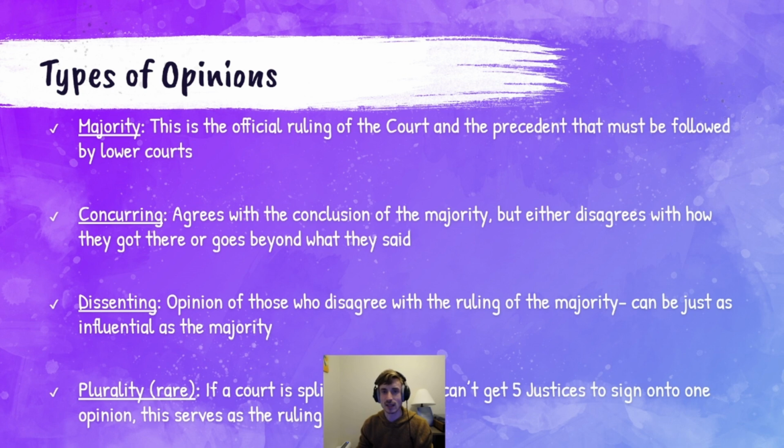The dissenting opinion are the people that disagree with the majority. So in this case, it was the three liberals. They say that we disagree that Roe v. Wade should stay intact. It should remain a right that all people in this country have to seek an abortion up to a certain period of time, the point of viability.